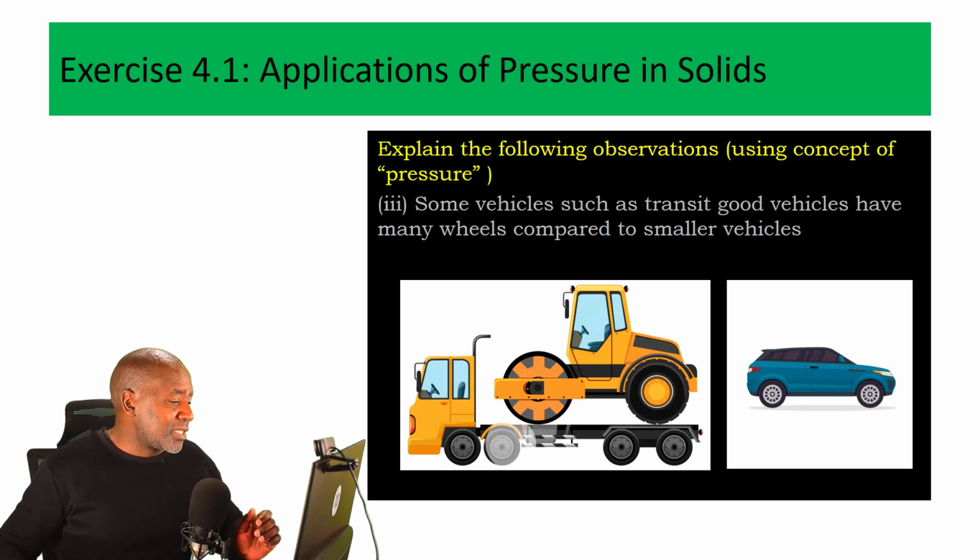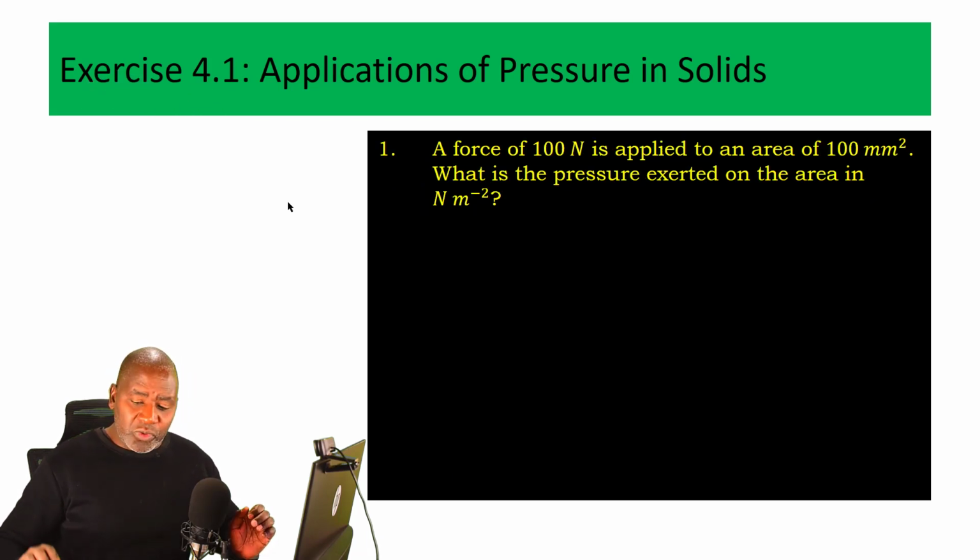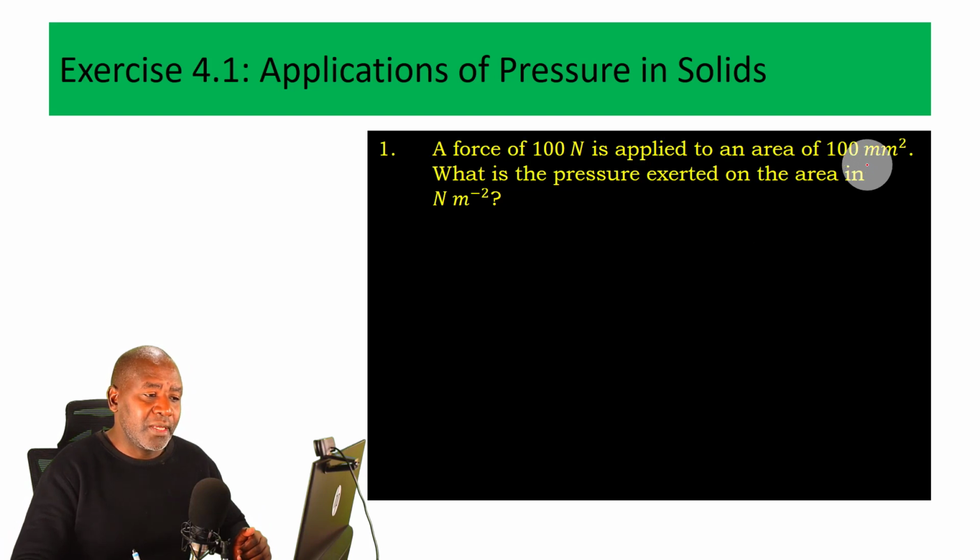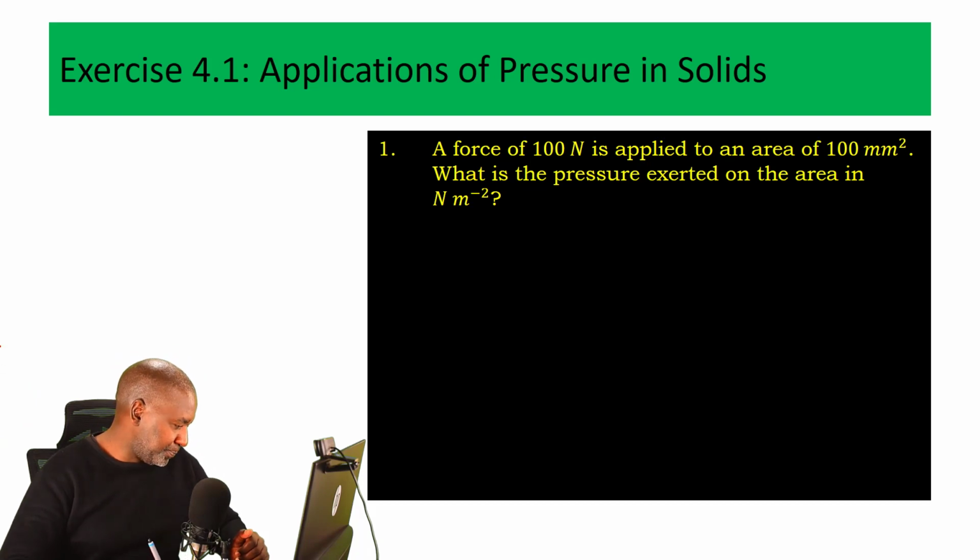Now let's look at these questions in exercise 4.1. They are as follows. You are given a force of 100 newtons. You are told that it is applied to an area of 100 millimeters squared. What is the pressure exerted on the area in newtons per meter squared? So let's look at that.